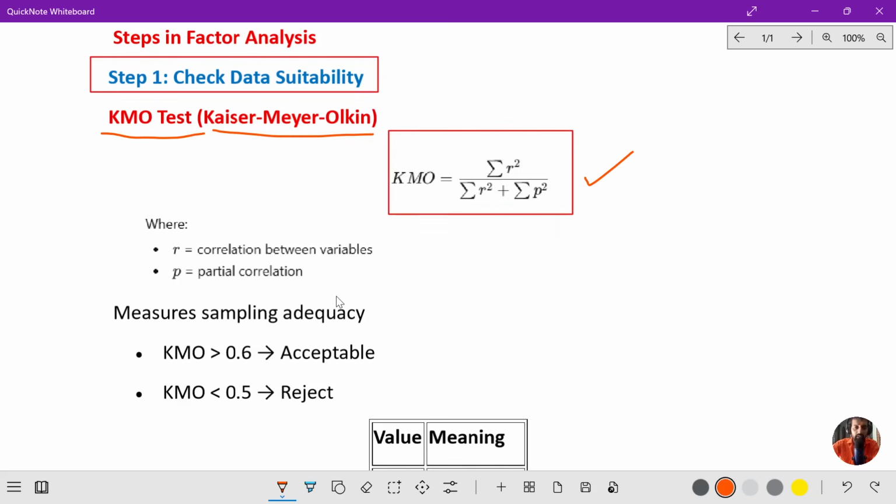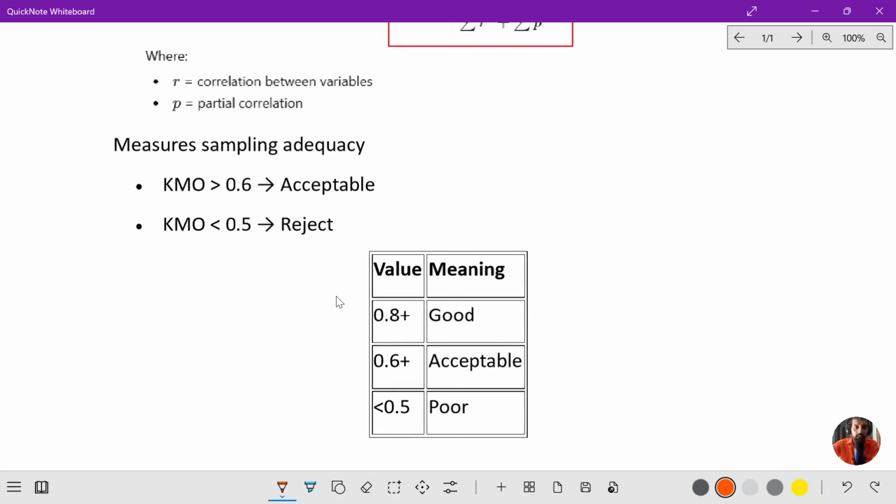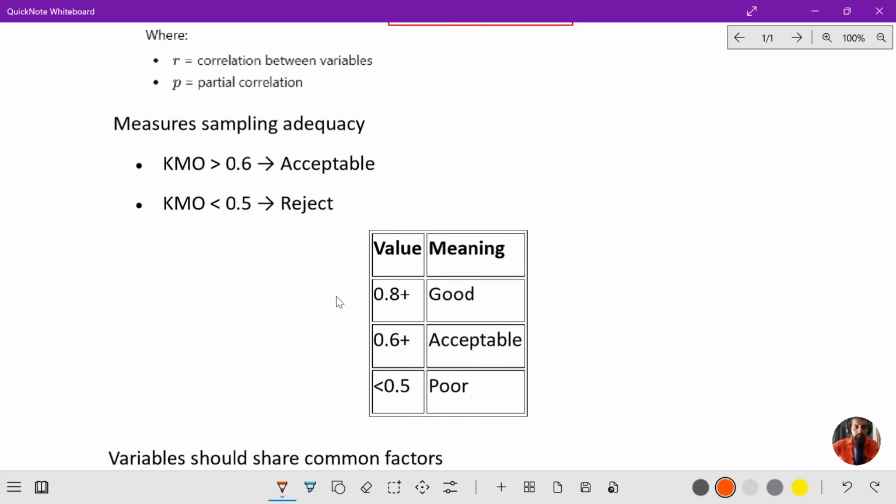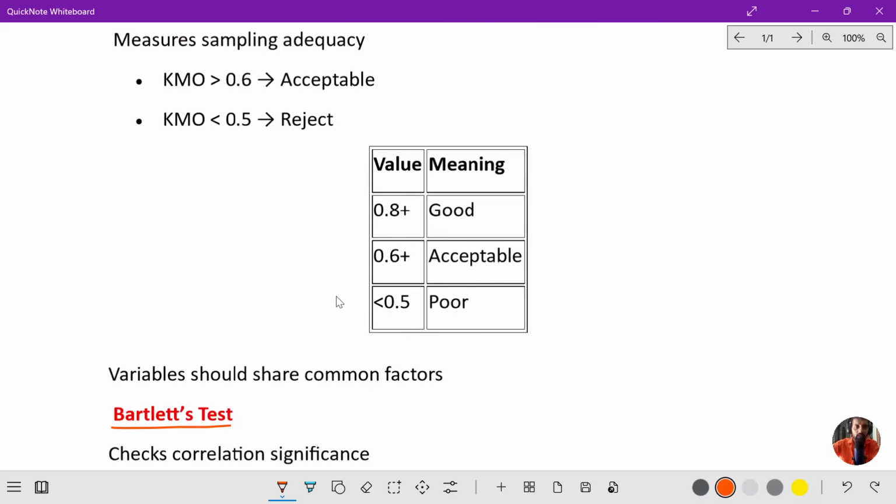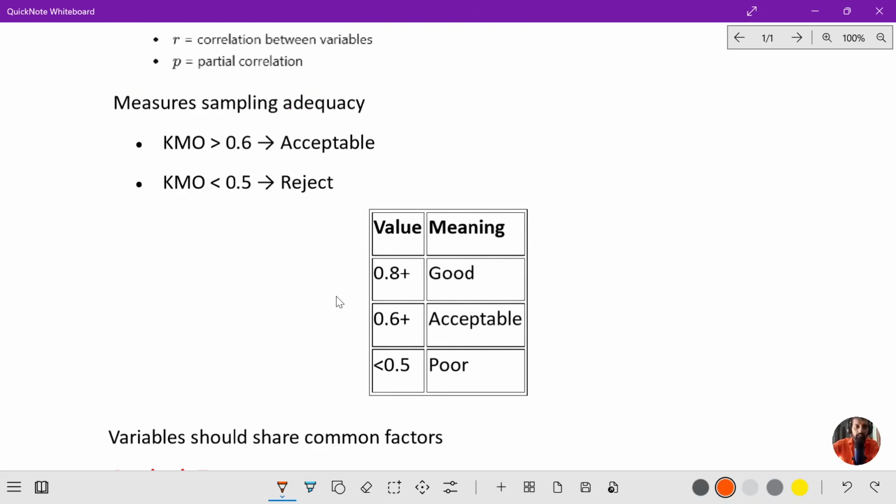After completion of this KMO test, observe on the screen: if the value of KMO is greater than 0.6, we can say it is acceptable. If it is less than 0.5, this is called a reject. So if the answer is 0.6, we can say acceptable. Less than 0.5, we can say this is a reject.